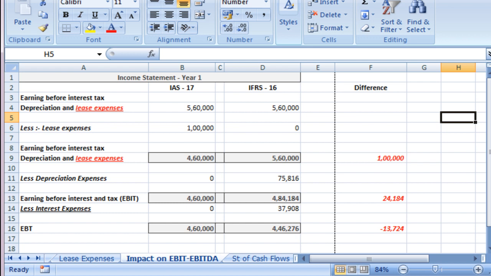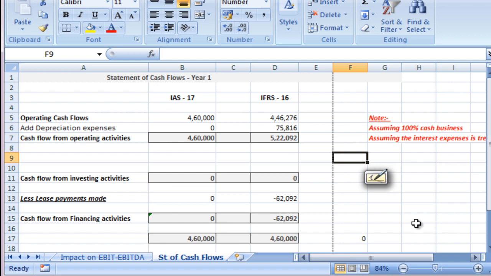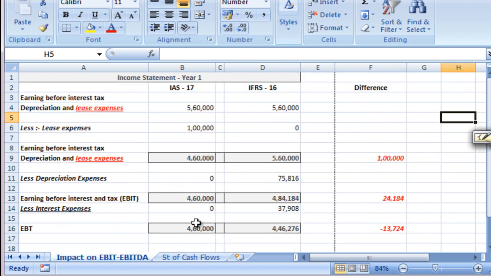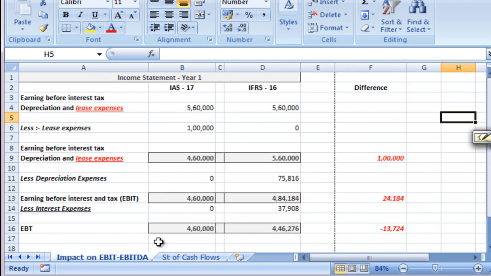Now I'm going to explain the impact of IFRS 16 on the cash flows. So this is a basic cash flow, right? I'm assuming everything is in cash. So 4,60,000 is operating cash flows, and operating profit is 446,276. So these are operating cash. I have to change this.